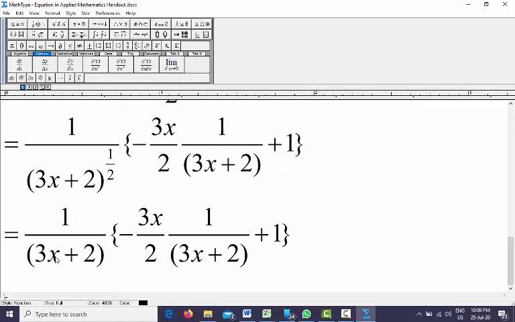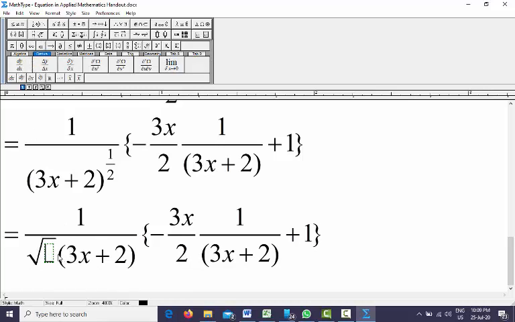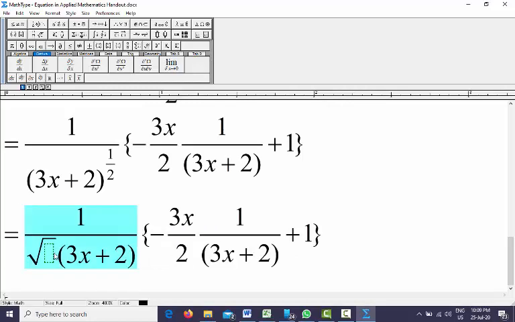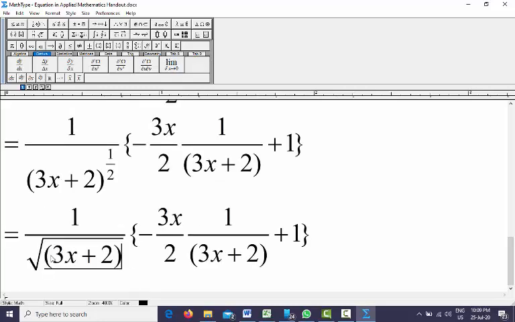That's just a little simplifying. We are just simplifying here. So instead of power half, we can write it like this. Pay attention. We have power half here, and you know that power half means square root. So we can write it like that.